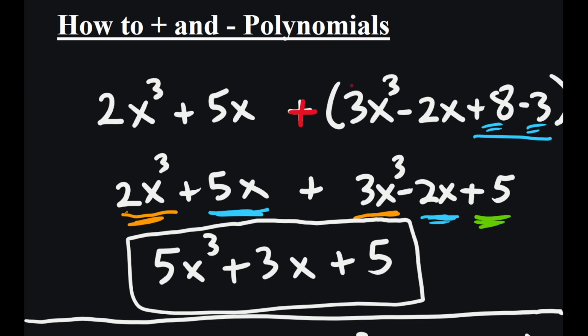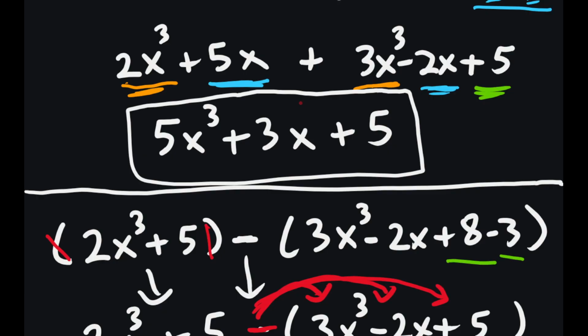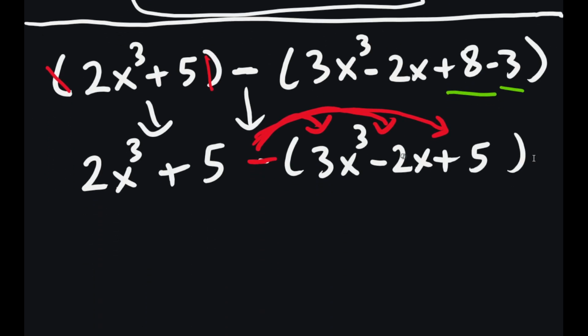So distributing a positive doesn't do anything. It has no effect on distributing a positive, which is why we could remove the parentheses. But distributing a negative number, a negative sign, flips all the signs. So let's go ahead and distribute this negative. Let's distribute this negative to the 3x to the third first. This becomes negative 3x to the third.